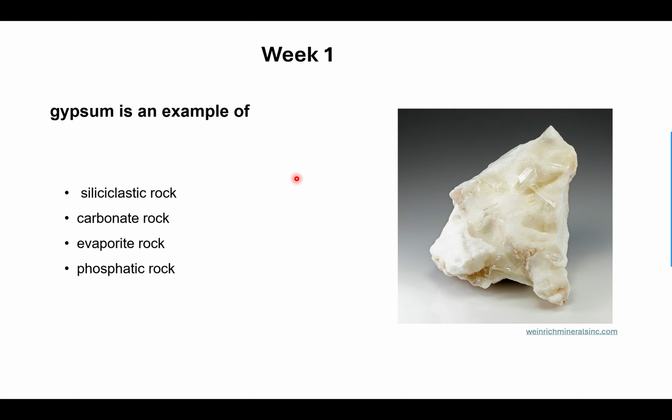Gypsum is an example of what type of rock? Is it a silicic, clastic rock, carbonate rock, evaporite rock or phosphatic rock? Based on the composition, it's an evaporite rock.